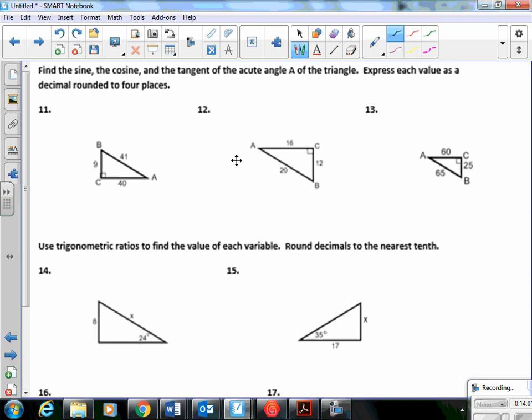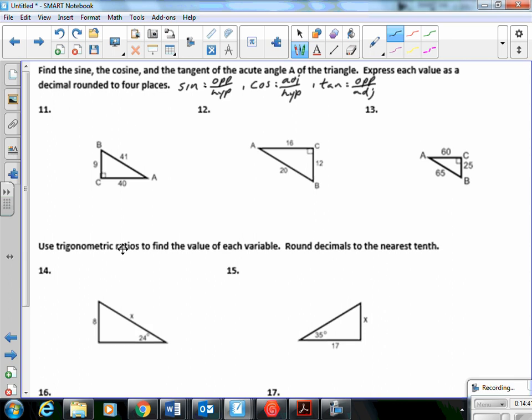All right, 11, 12, and 13, finding the sine, cosine, and tangent for acute angle A. Remembering our old hippies, right? Some old hippie, SOH. Sine equals opposite over hypotenuse. Then caught another hippie, CAH. So cosine equals the adjacent over the hypotenuse. And tripping on acid, TOA. Tangent is equal to the opposite over the adjacent.